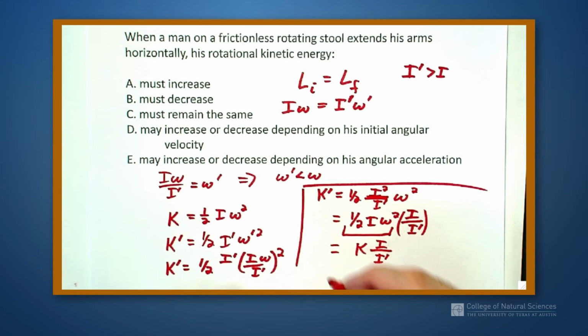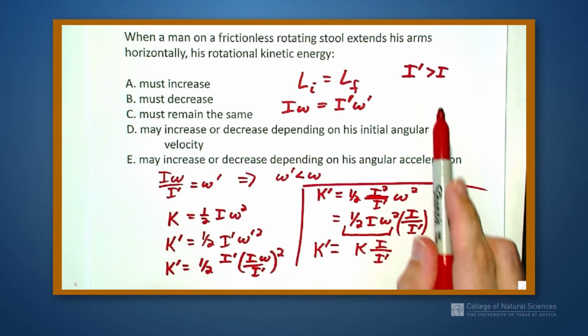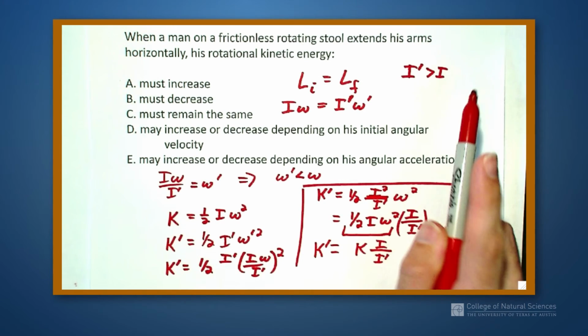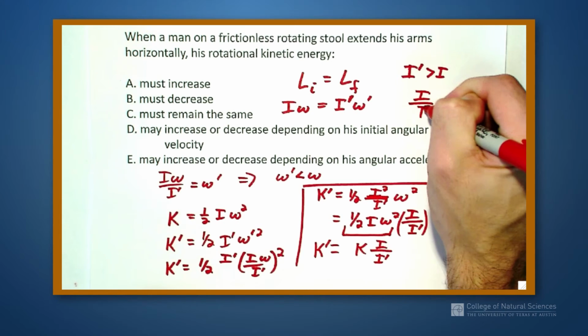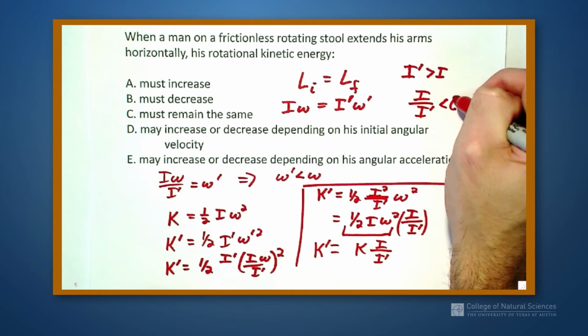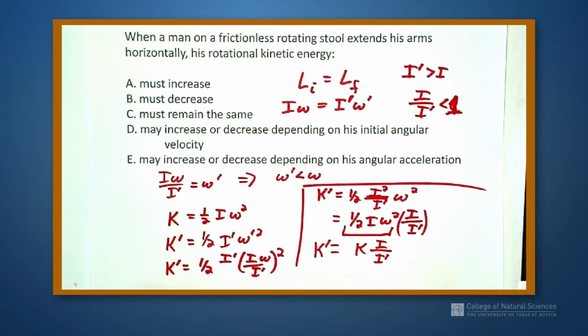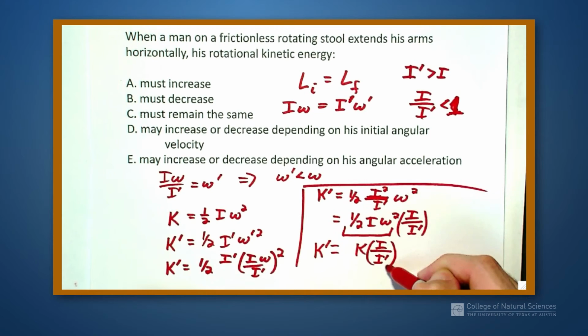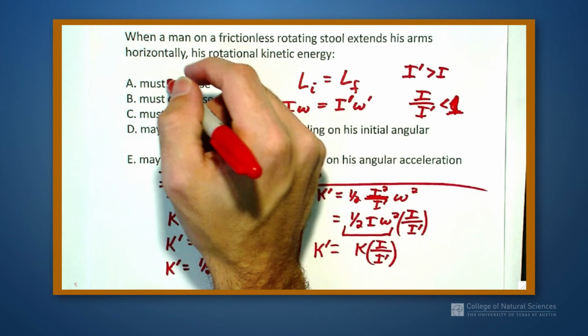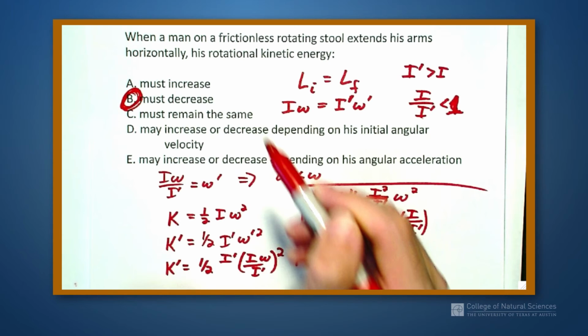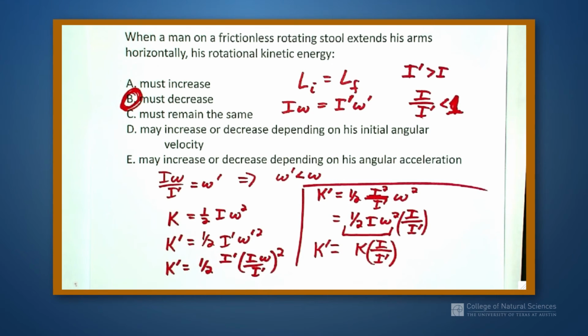And now I ask, what happened to my kinetic energy? Did it increase, decrease, or remain the same? Well, I know that I prime is larger than I. So that means I over I prime is less than 1. A small number divided by a larger number is going to be less than 1. So this value is less than 1, so K prime must decrease. So my rotational kinetic energy decreases as I extend my arms if I'm rotating on a stool.